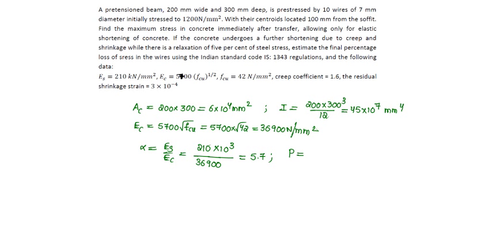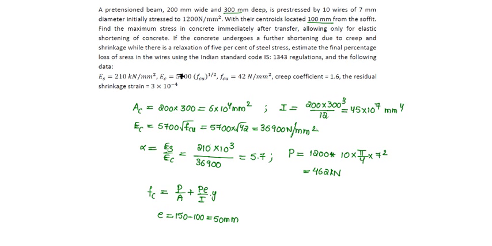Pre-stressing force will be equal to stress into area, that is 10 wires of each area pi by 4 into 7 square, that is equal to 462 kilonewton. So the stress in concrete at the level of steel Fc will be equal to P by A plus PE by I into Y. Given that the tendons are located 100 mm from the soffit, then eccentricity will be equal to, since overall depth is 300, 150 minus 100, which is equal to 50 mm.